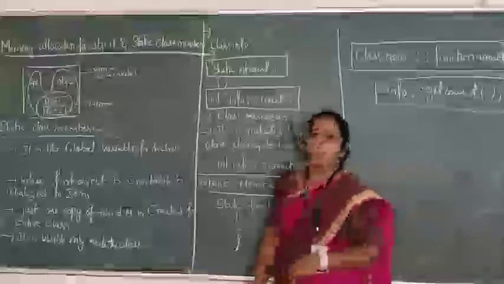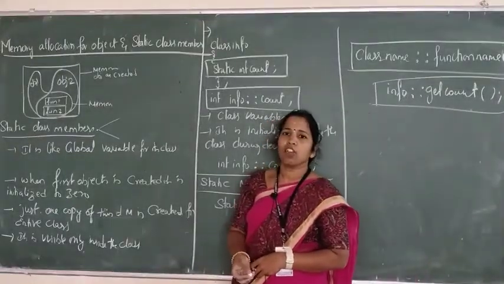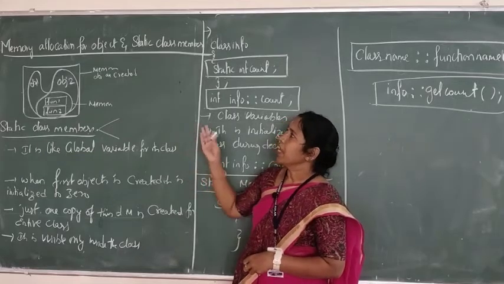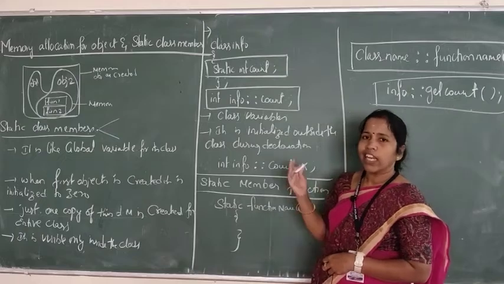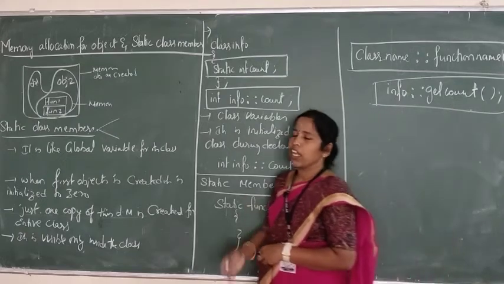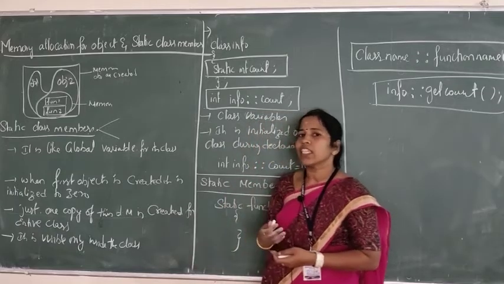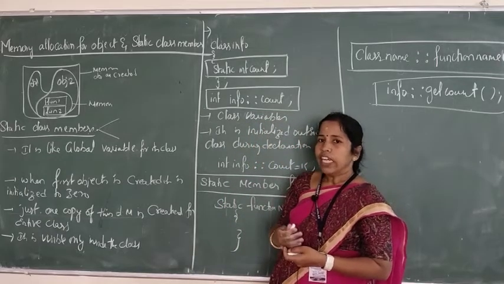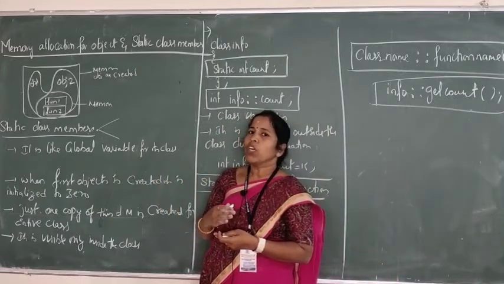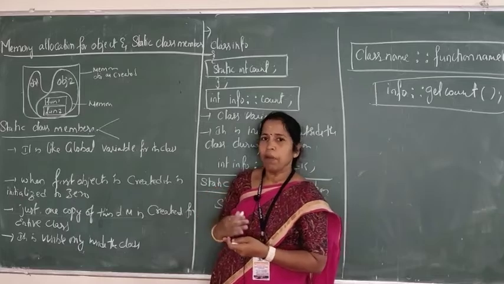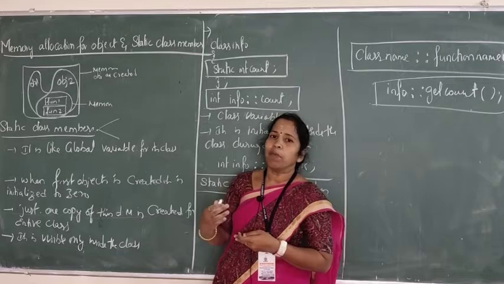Good morning students. The next topic in your classes and objects chapter is memory allocation for objects and static data members, or static class members. What is this memory allocation? How are we going to allocate the memory? If you are considering classes and objects, in a class you have data members as well as member functions. So class members are the data members and member functions. Now, how is the memory allocated for member functions as well as the data members?